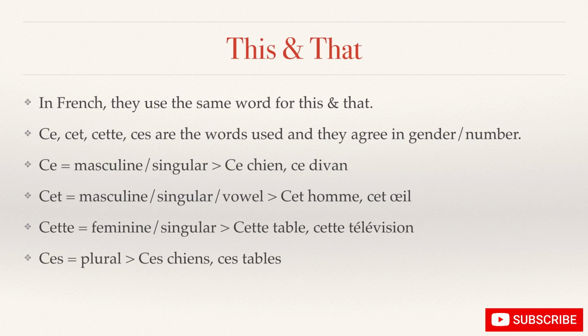And then we also have cette, which comes before feminine singular nouns. So we have cette table, cette télévision. And then finally we have ces, which is used for all plurals. So for example, ces chiens and ces tables.